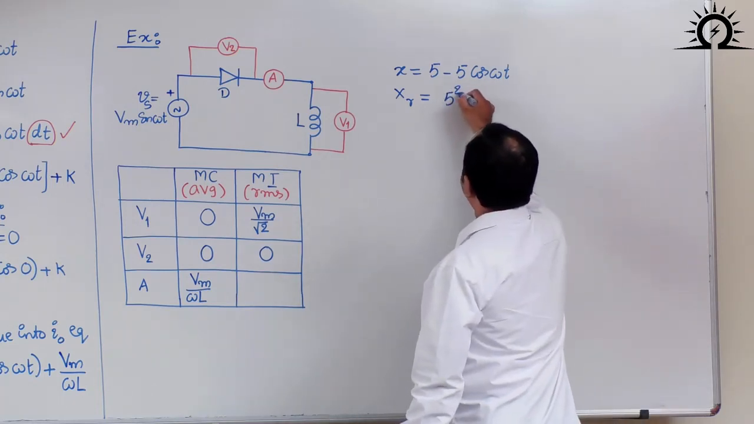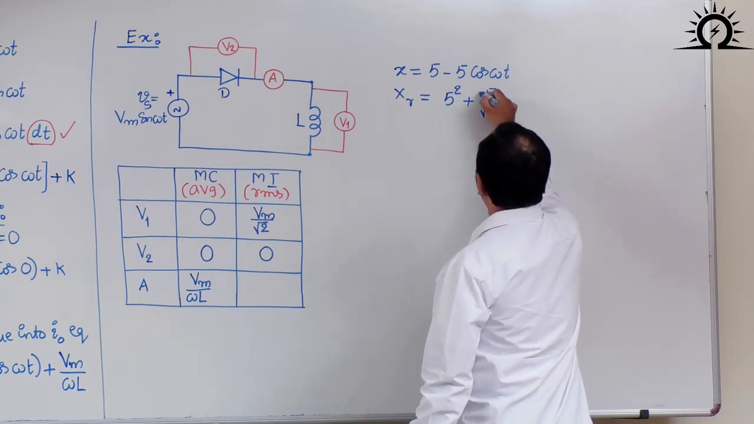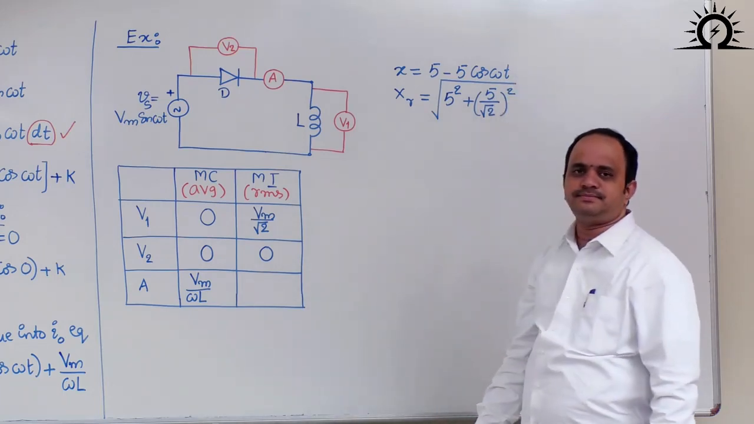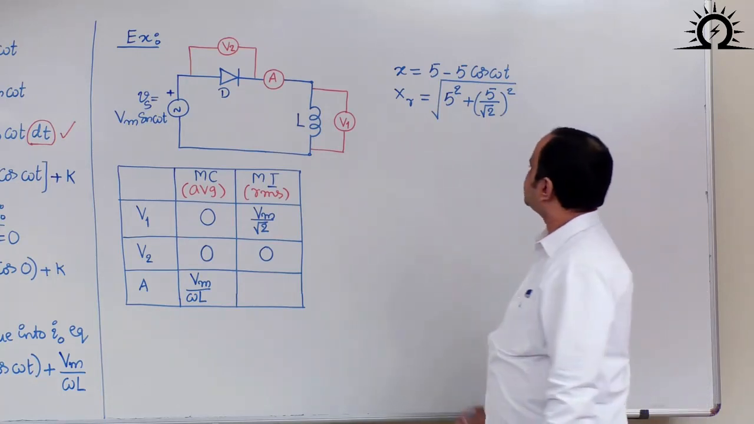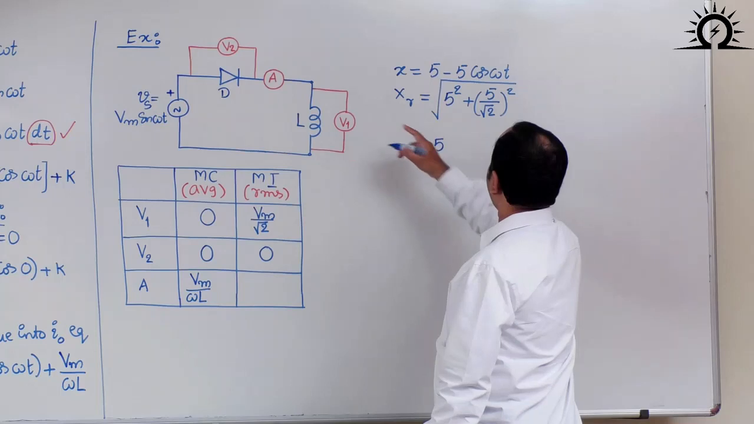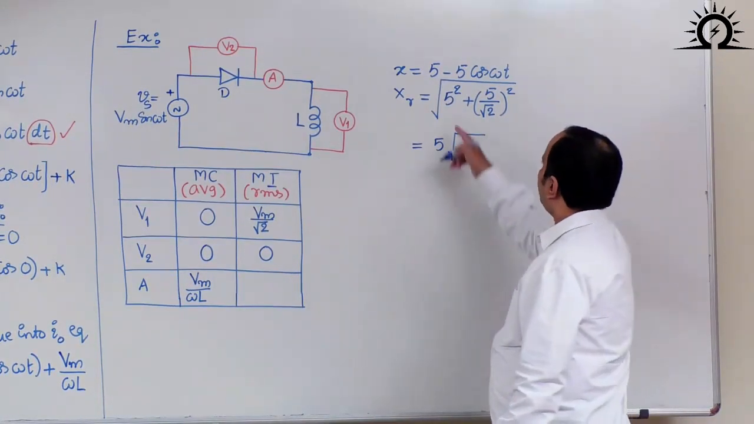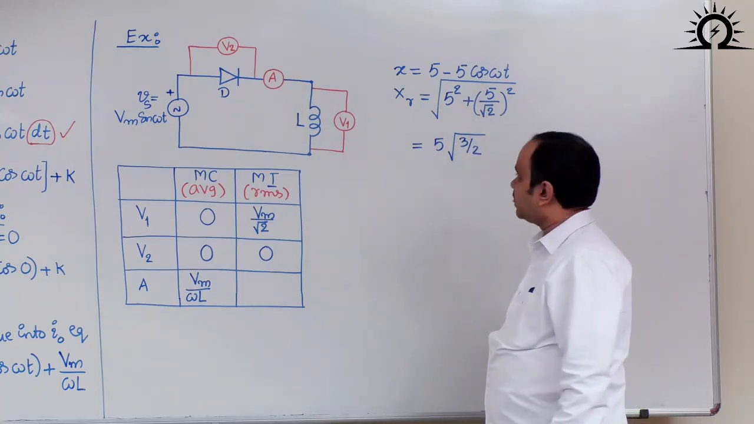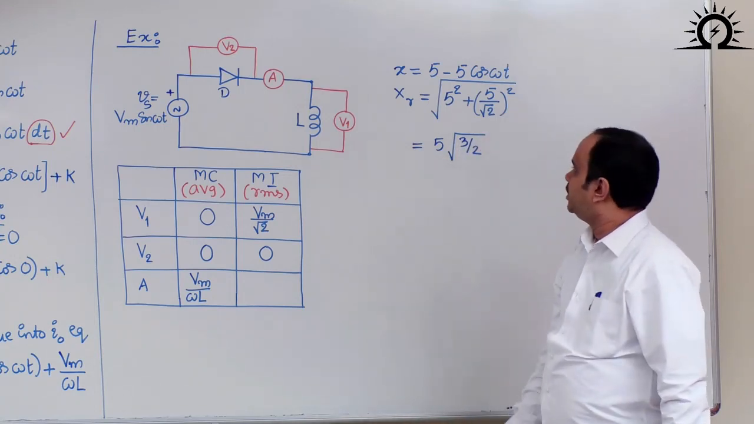I can write it like this: 5 square plus 5 by root 2 whole square, this total under root. Therefore, if I take out 5 square outside the root, I will get 5 multiplied with 1 plus 1 by 2, which is equal to root of 3 by 2. Okay. So 5 into root of 3 by 2.